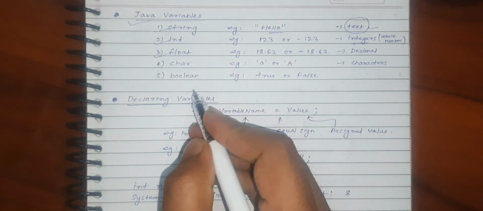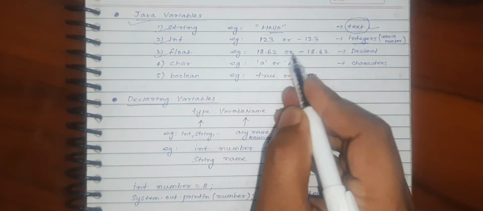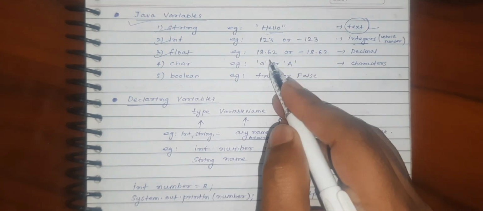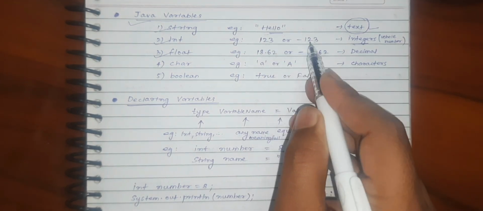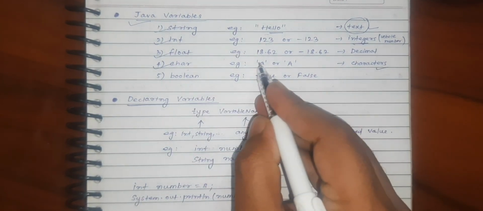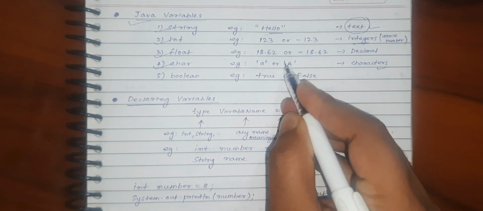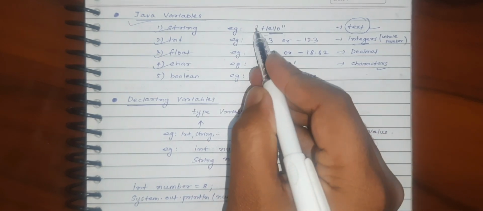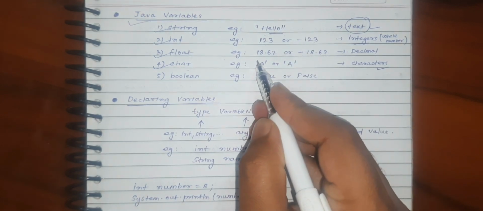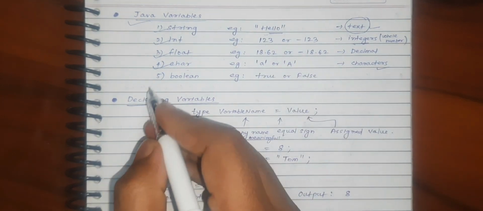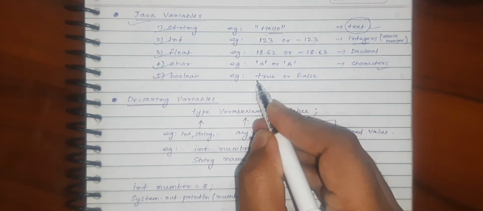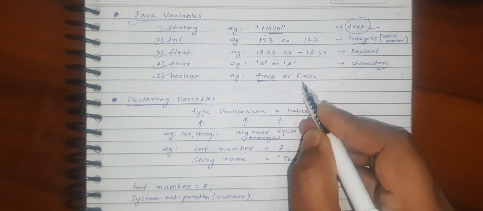The third one is float. Float is for decimal values, like 18.62, in the negative or in the positive. Same for the integer, in the positive and in the negative. The fourth one is char, which is for single characters, either uppercase or lowercase. String is represented between two double quotes, and char in single quotes. Boolean is another one, which is a kind of state, true or false.